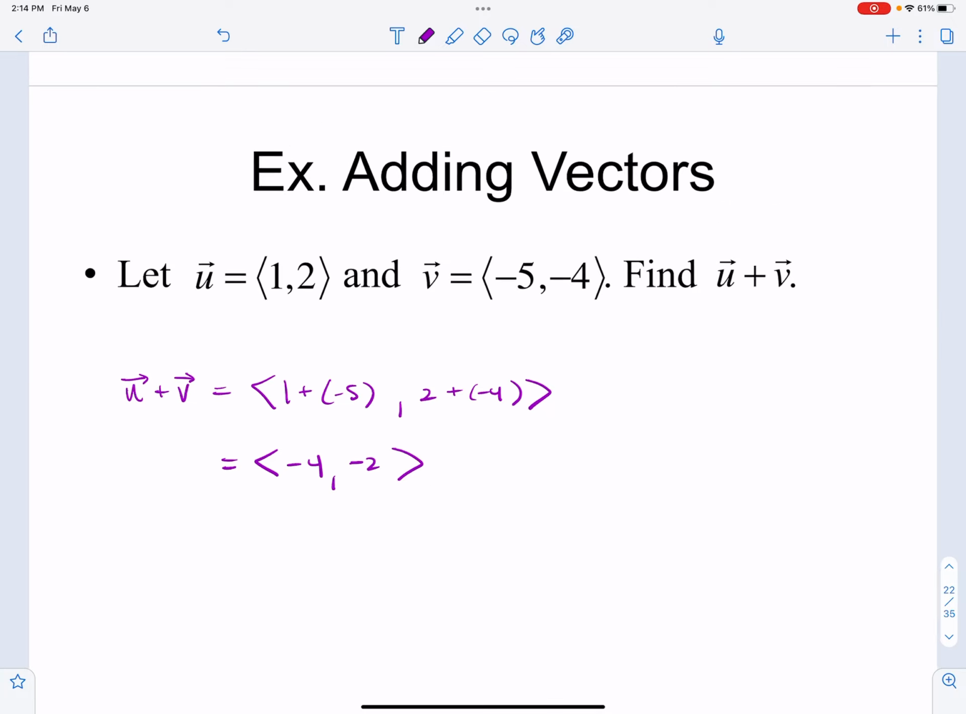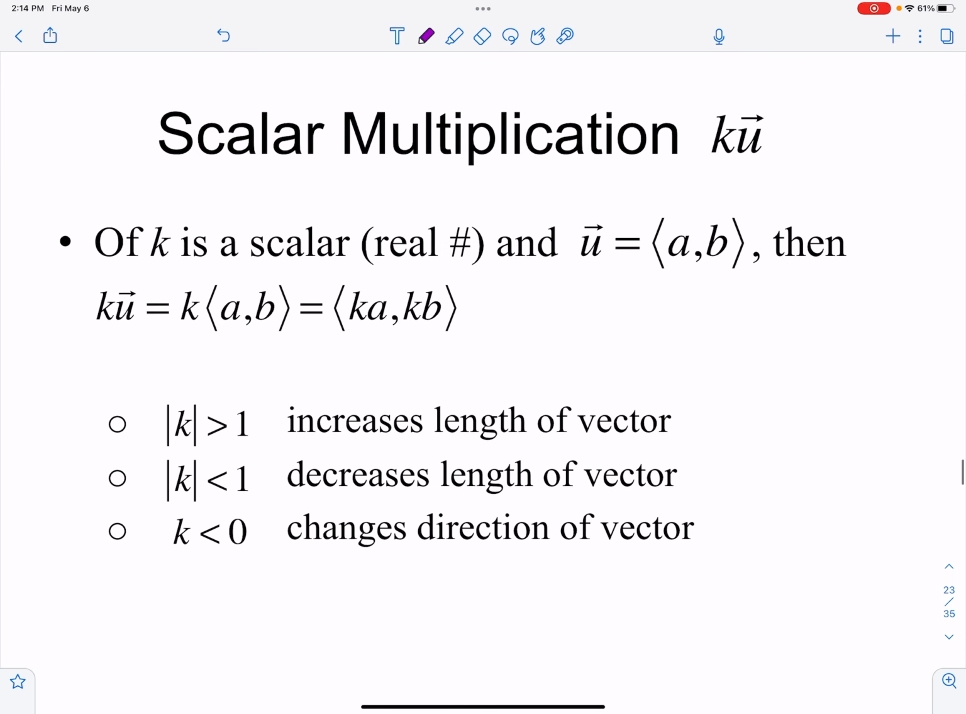Okay, so that would be the resultant vector. We can think about multiplying vectors by scalars, so performing scalar multiplication. If k is a scalar, so basically a constant, just a real number, and you're multiplying a vector by that constant, you can just think about multiplying the horizontal component and the vertical component each by that scalar, by that constant.